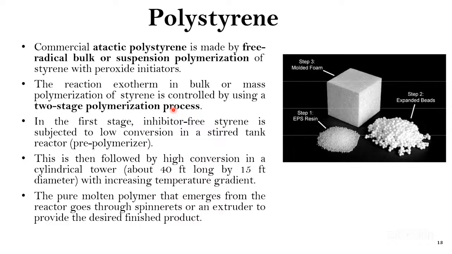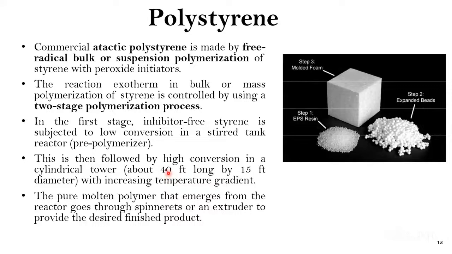Generally, the styrene monomer is first added into the tank, and they first do the reaction. Half of the reaction will be carried out with the help of a few catalysts. Then it is followed by high conversion. Then the temperature is increased to a certain level, and then the whole reaction takes place.